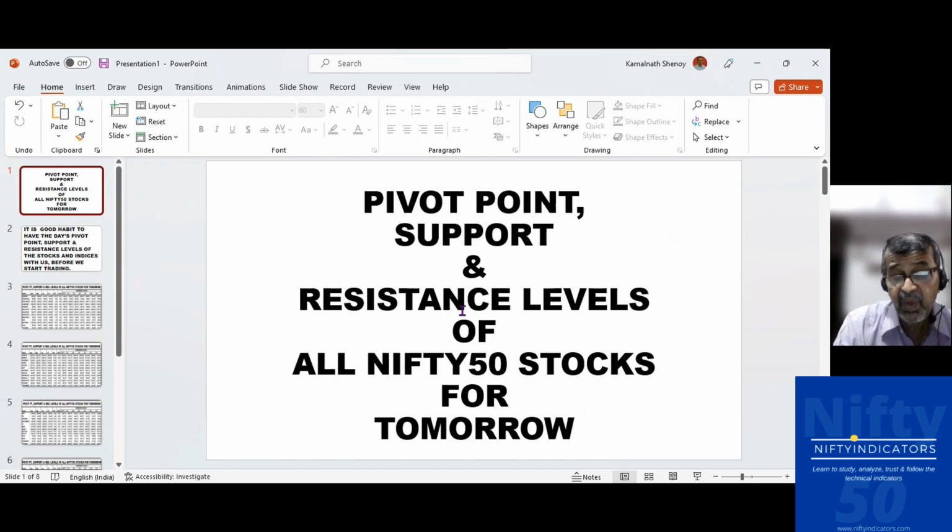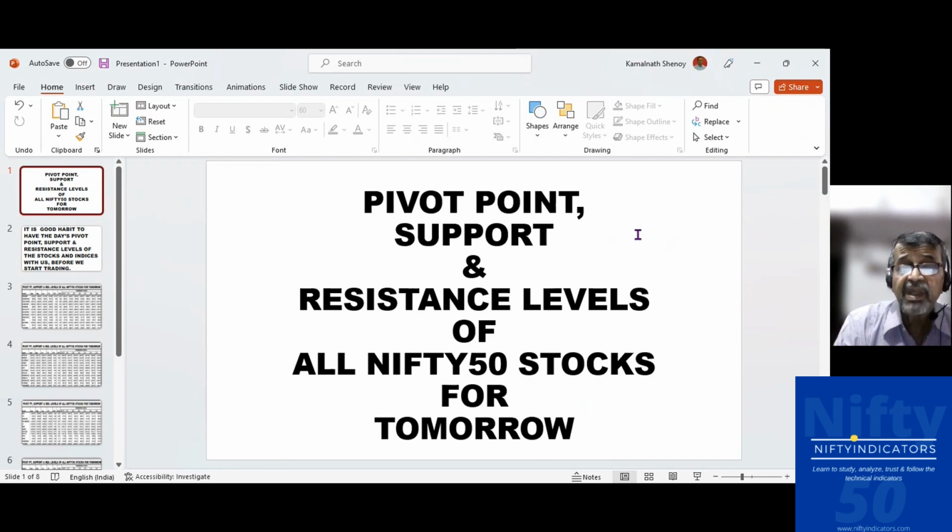Also, always we should consider, if the underlying is above the pivot point, then the underlying is stronger for the day. If it is below the pivot level, then the underlying is weaker for the day. That is the way to use it.